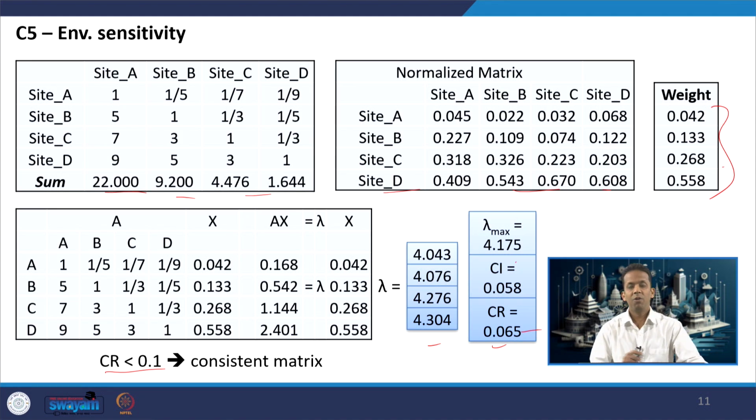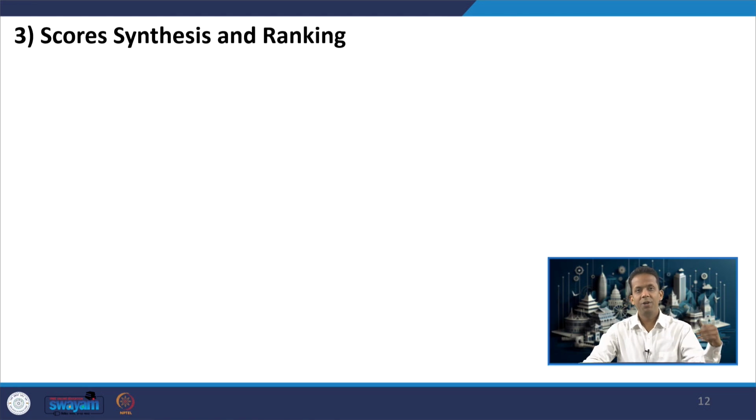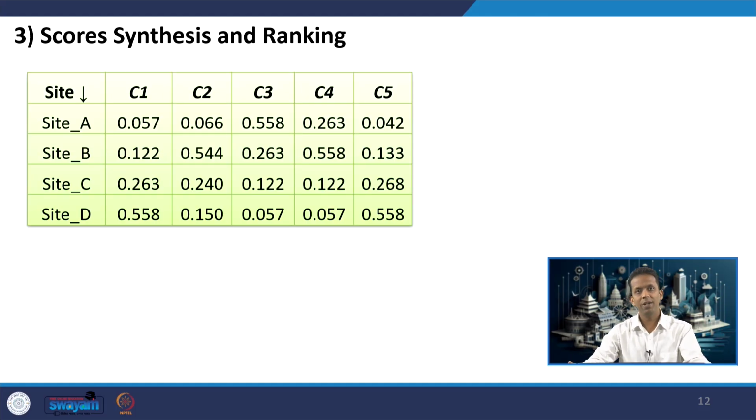Now, what have we done? We have already evaluated the weights for the criteria and checked their consistency. Then we have evaluated the alternatives based on each criteria and checked their consistency also. So, the final step is synthesis of scores and the ranking. These are the 5 matrices of 4 by 4 that we solved for each of the criteria. Those gave us these 5 columns.